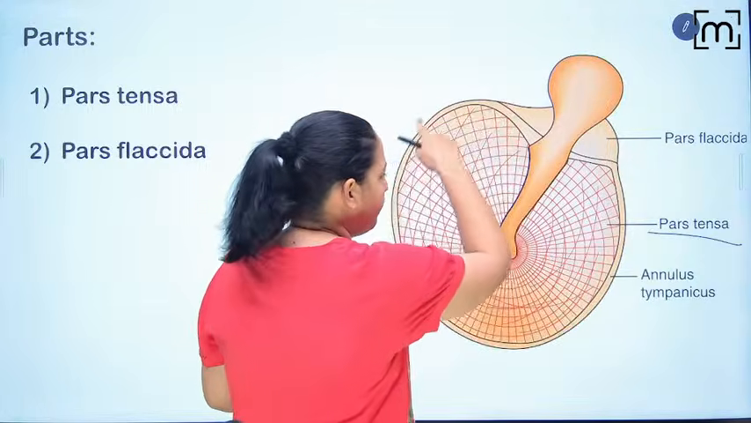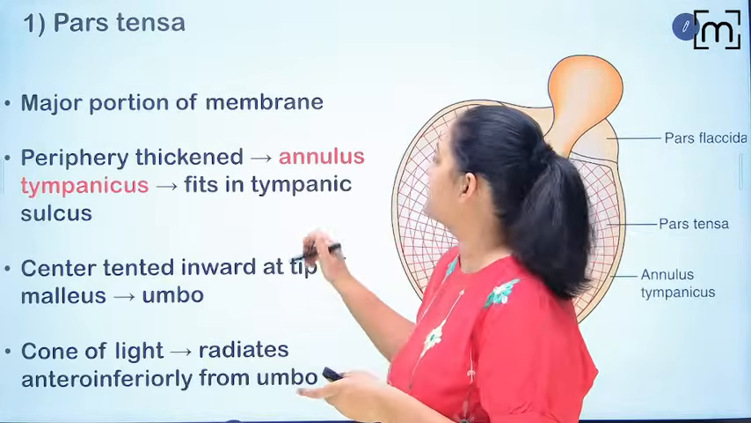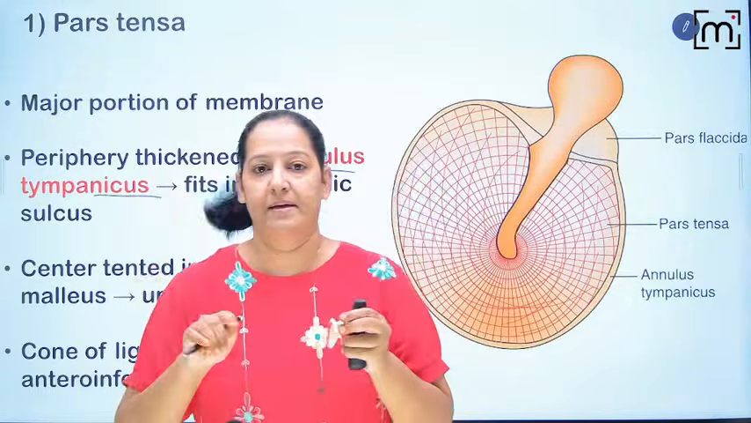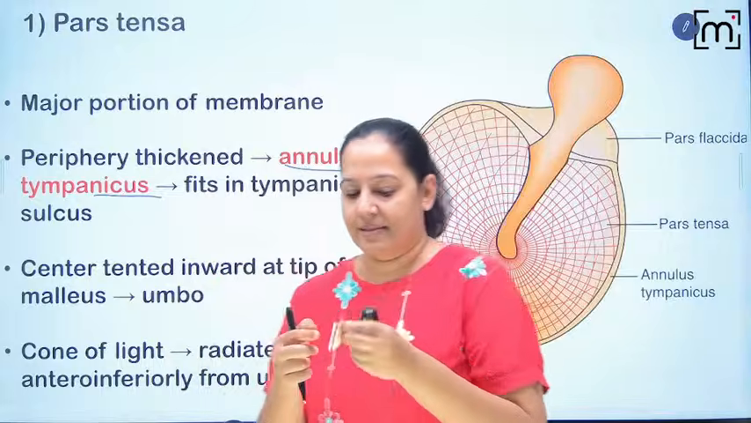The periphery of the pars tensa. You can see the periphery of the pars tensa is known as annulus tympanicus. Can you see the red margin? It is annulus tympanicus. Okay.